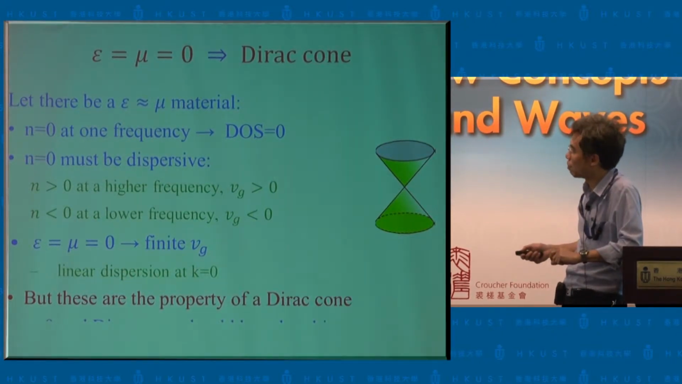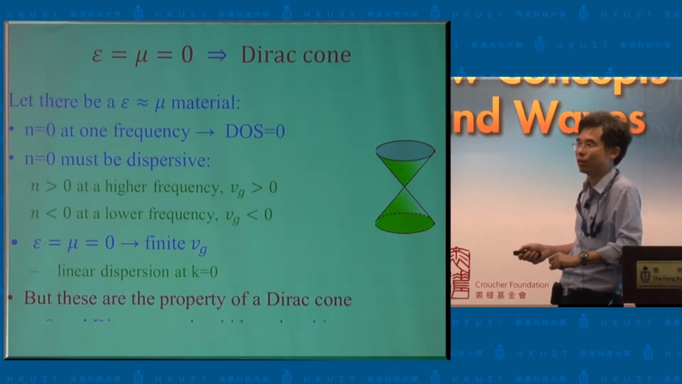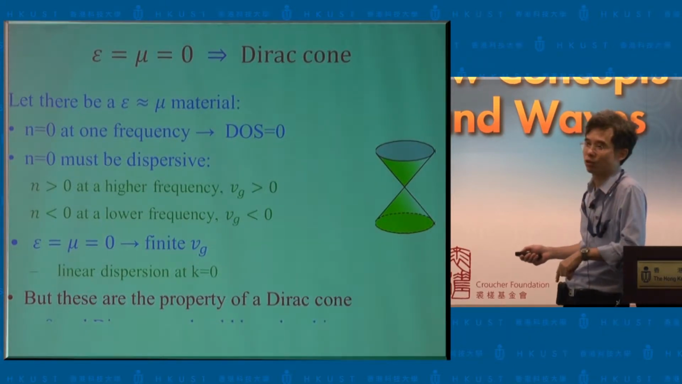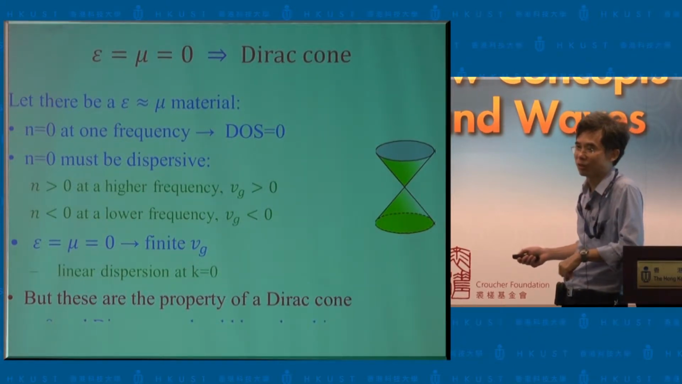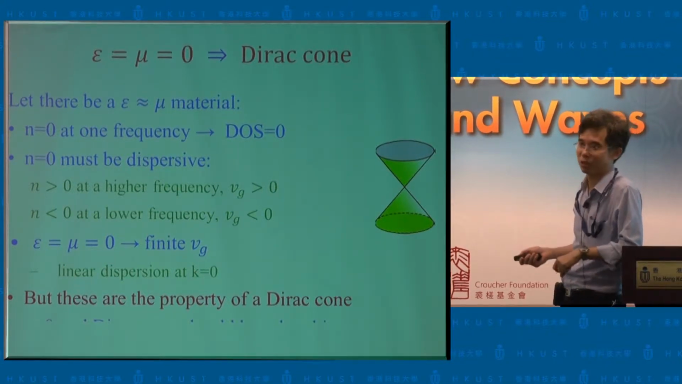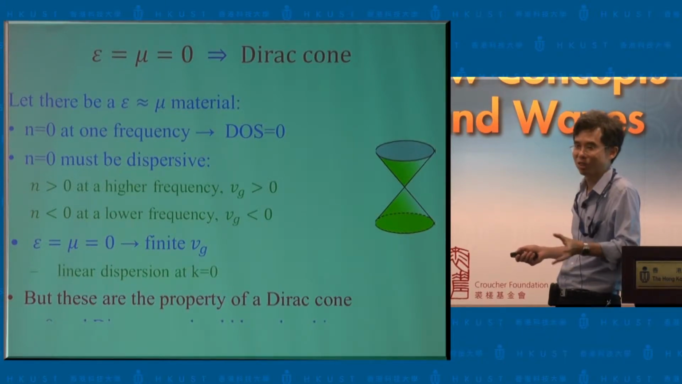Okay. Now, if you combine all these together, you can very quickly convince yourself that the dispersion has only one possibility, that it must be 2 cones touching at one point. You have no other possibility, okay? And therefore, you will see that if I happen to have a homogeneous material with epsilon equal to mu equal to 0, then I must have a Dirac cone. Now, so this is, in fact, more straightforward.